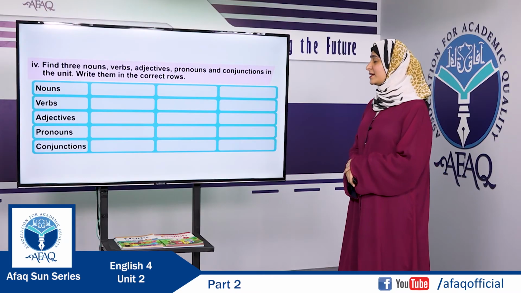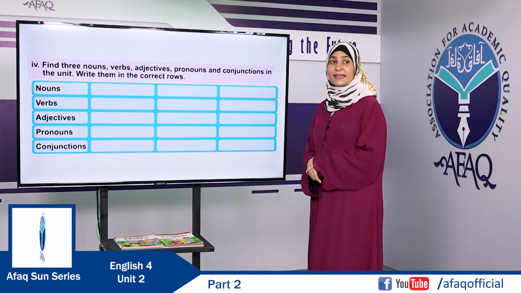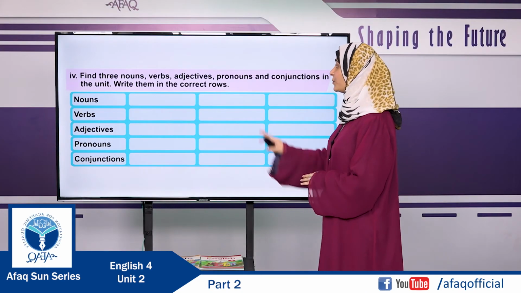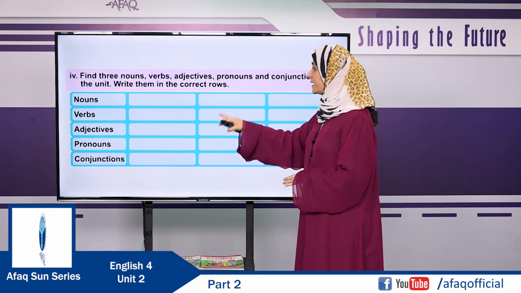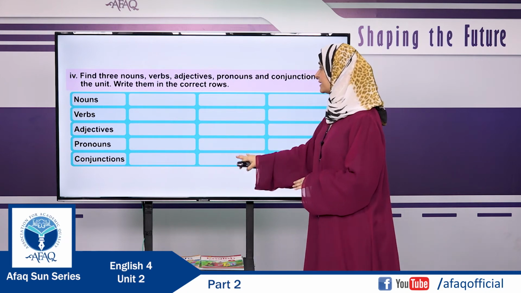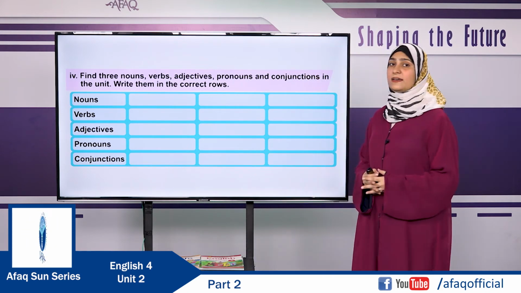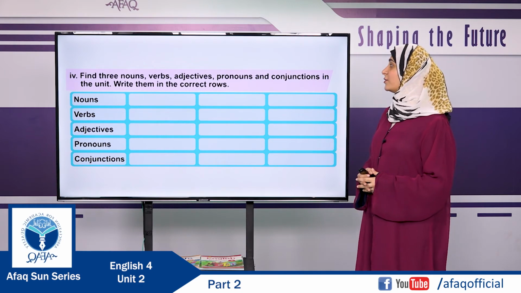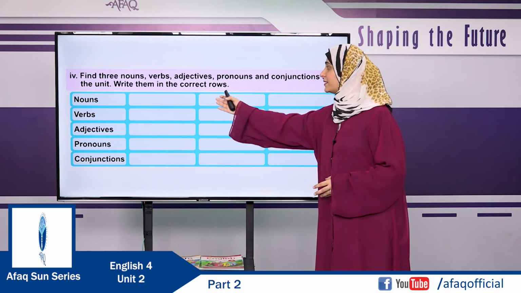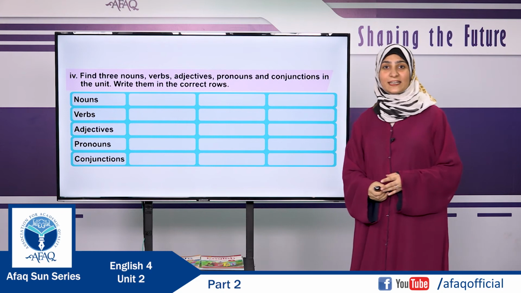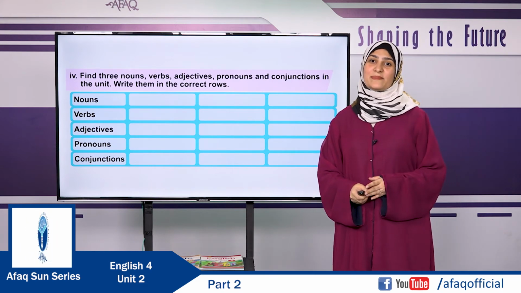Dear students, now you are going to do an activity. You are going to find 3 nouns, verbs, adjectives, pronouns and conjunctions in the unit and you will write them into their correct rows. So get done with this, hurry up and come back quick.